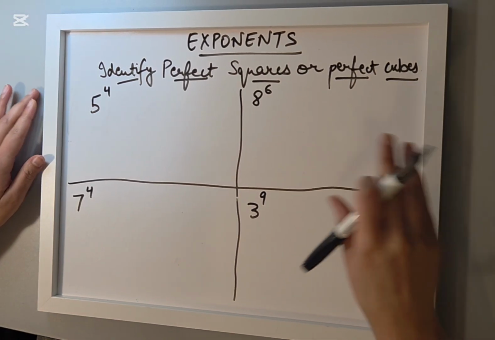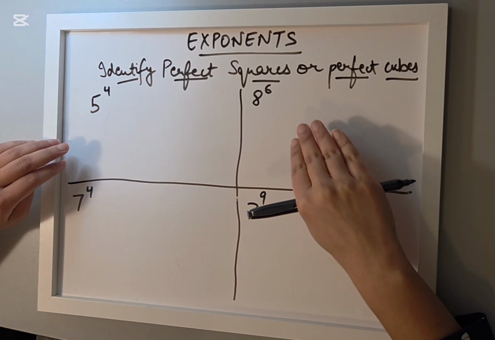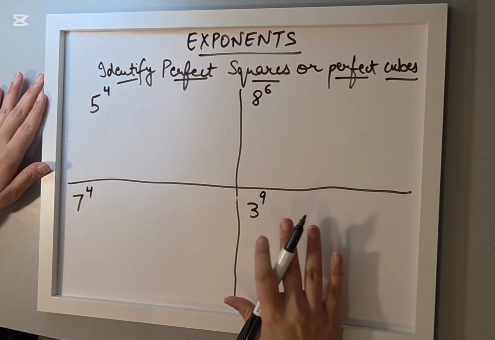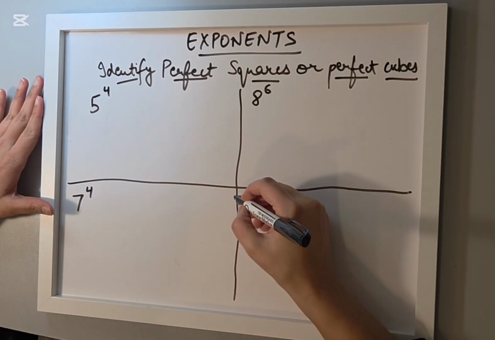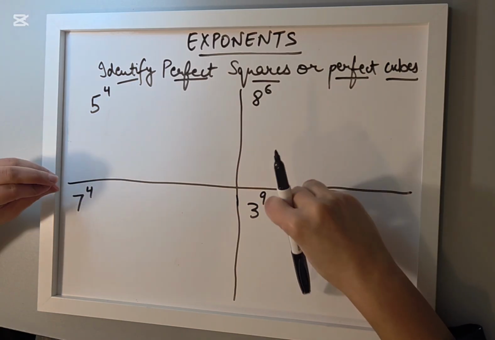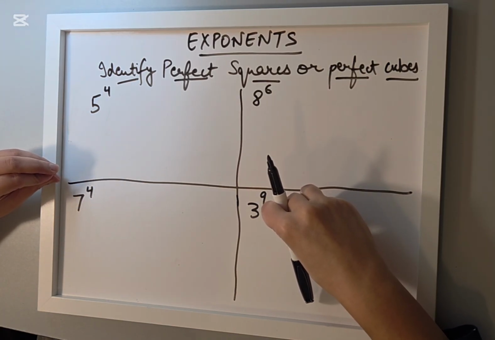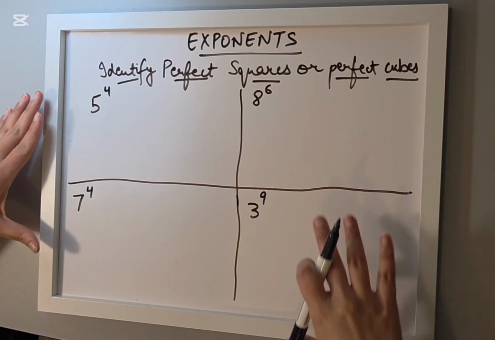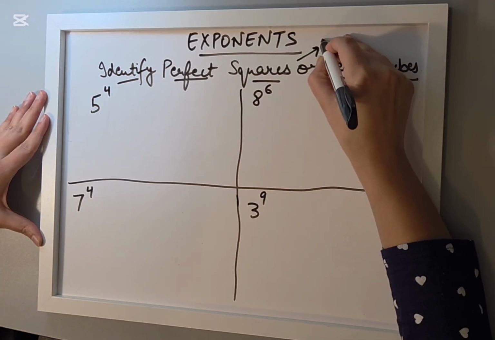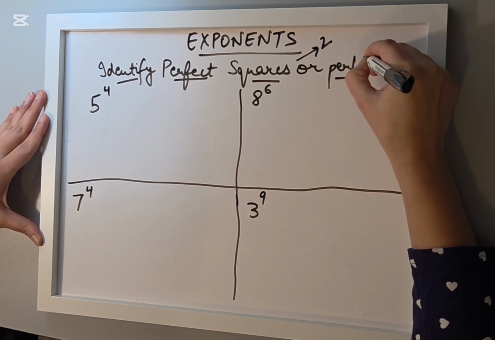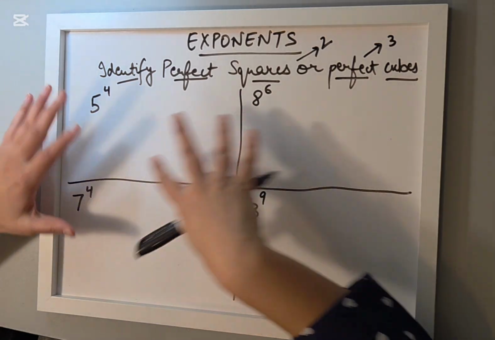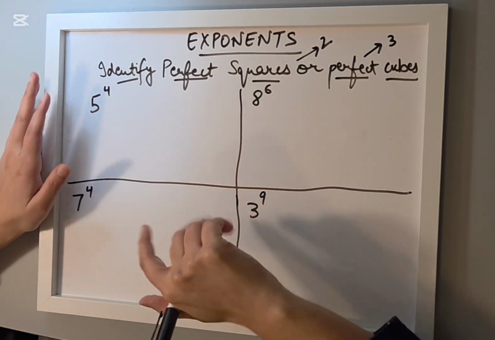Hi everyone. So we learned perfect squares and perfect cubes in our last class. So today we are going to try to identify perfect squares and cubes from different exponents. Okay, so what do I mean by that? In perfect squares, we've learned that the power or the exponent is going to be 2, and in perfect cubes it's going to be 3. We are going to be walking through 4 examples here.